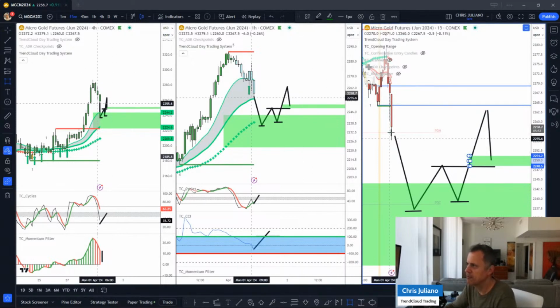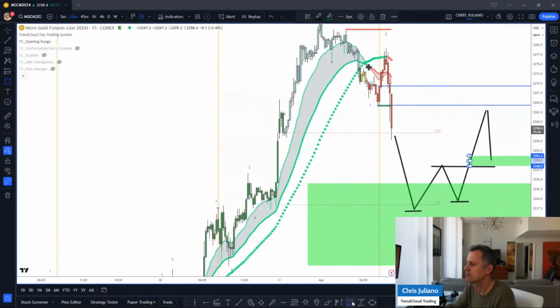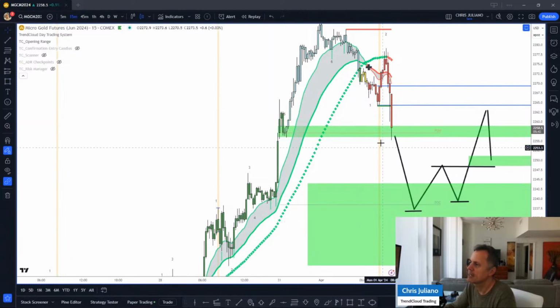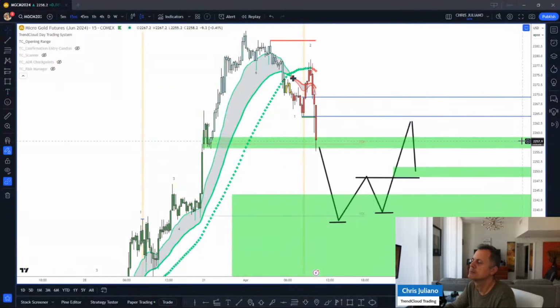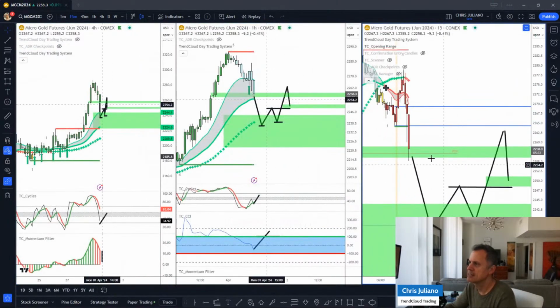Well, now it's starting to bounce off of that, right? So a lot of that stuff is short-lived. We've seen that happen before, right? Kind of breaks through the demand zone, pulls back up. The idea is to see everything in alignment to take the trade.